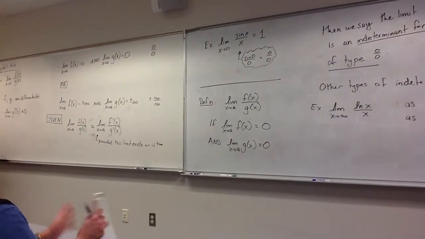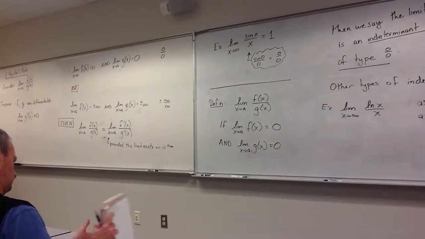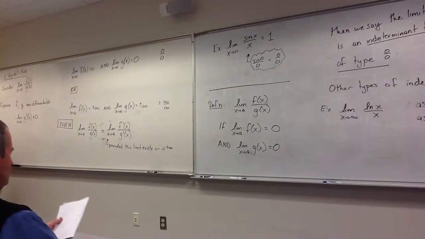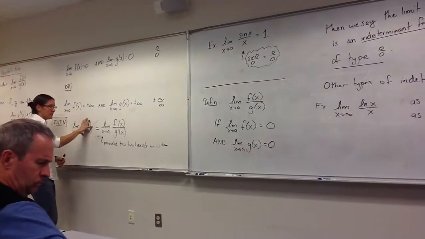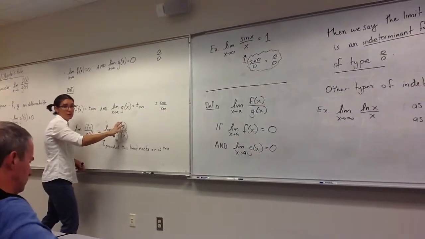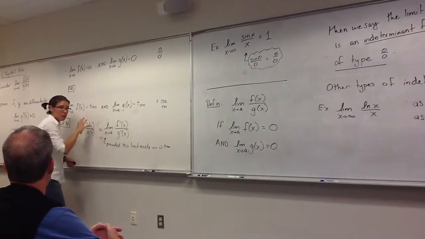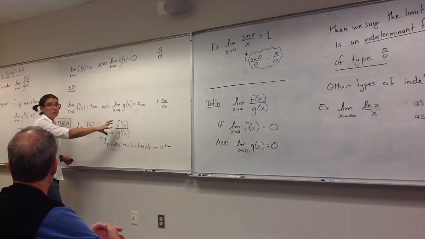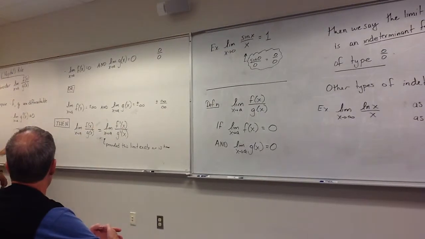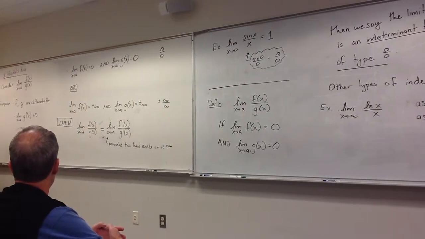Do you have to do the quotient rule, or you just boom top, boom bottom? Yeah, so this is not the quotient rule. We're not saying that the derivative of f over g is f prime over g prime. We're saying that the limit of their quotient is the same whether you have the original function or the derivatives. So be careful not to mix this up with the quotient rule.